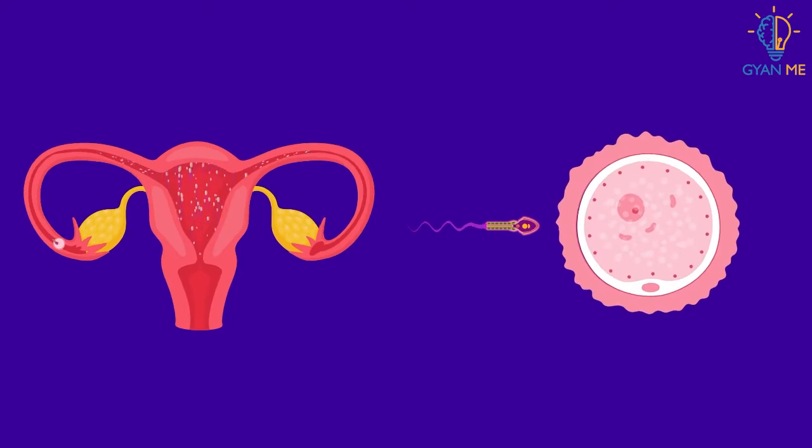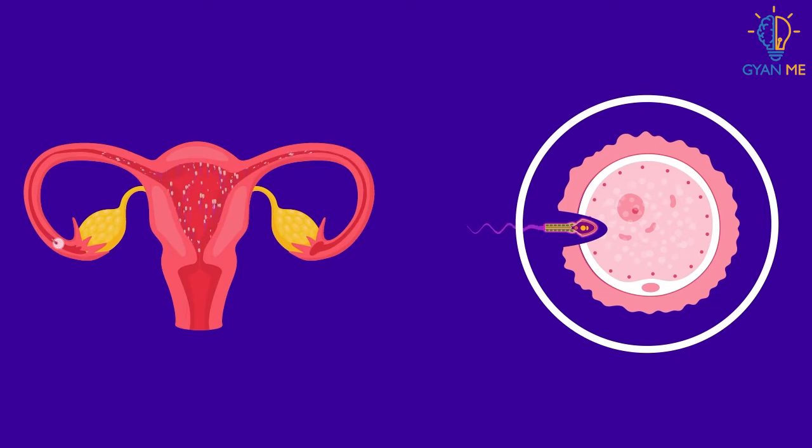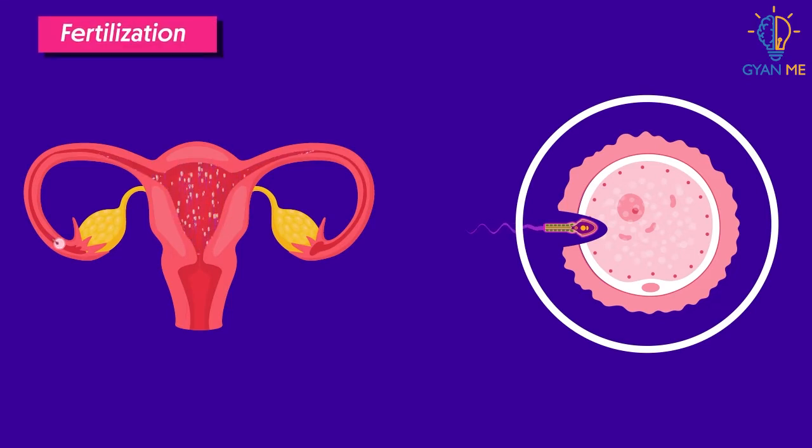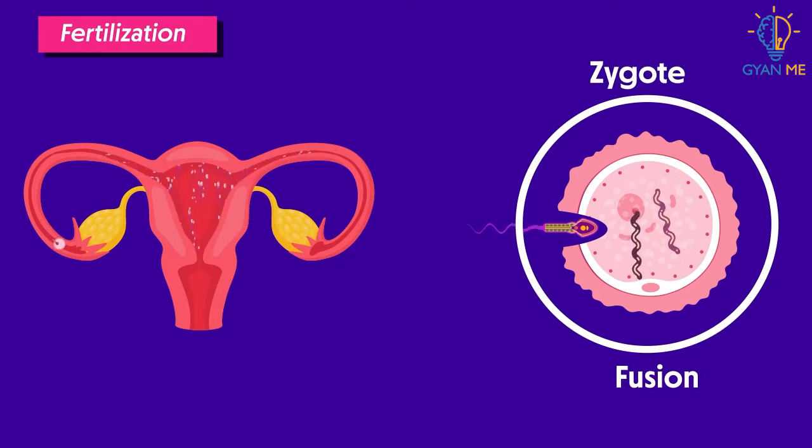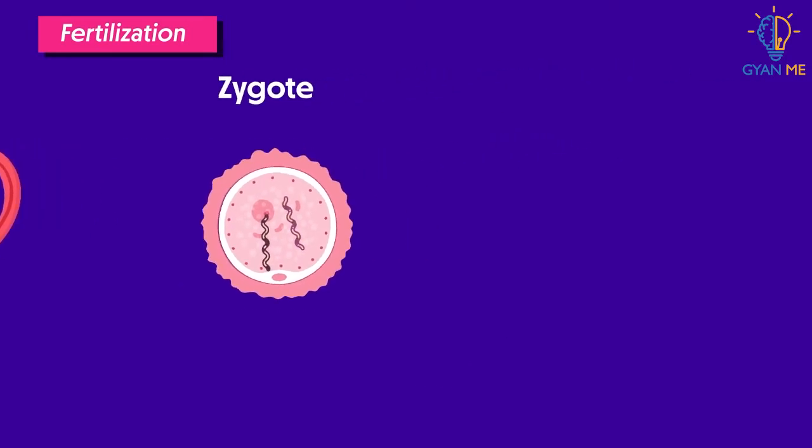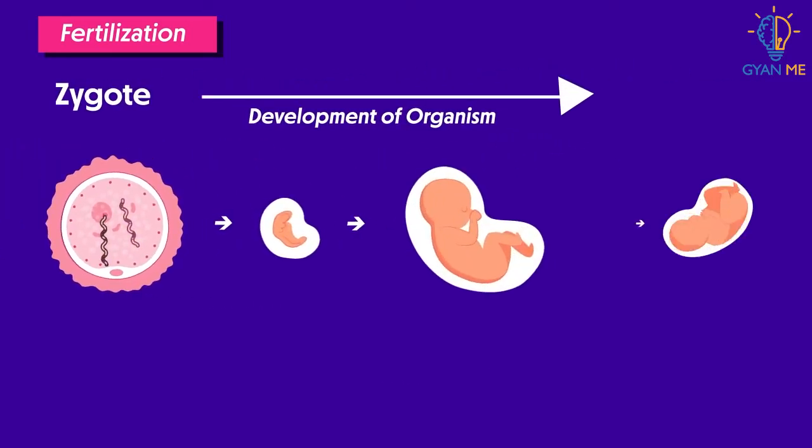The sperm enters into the ovum and fuses with it, resulting in the formation of zygote. This process of fusion of sperm and egg is called fertilization, and the zygote so formed is called as the first germ cell. And do you know why? It is because from this one cell, which we call zygote, germinates or develops the whole new organism.